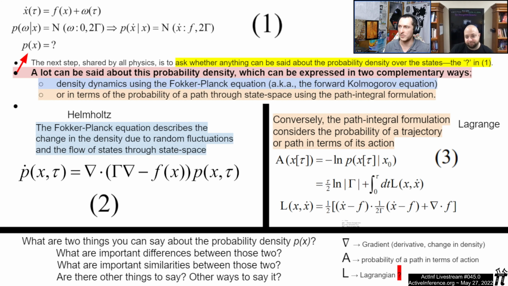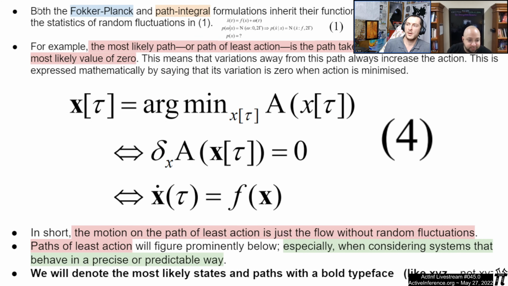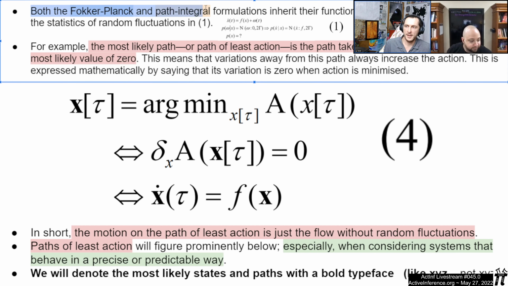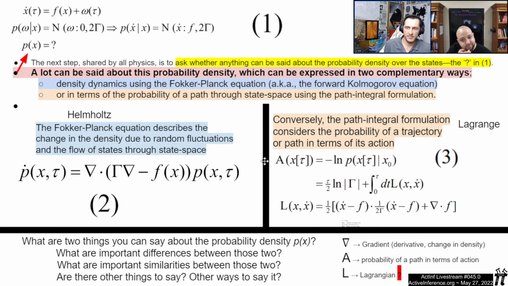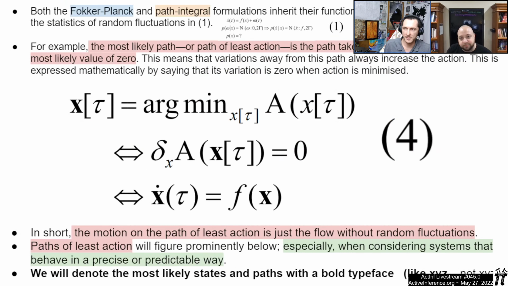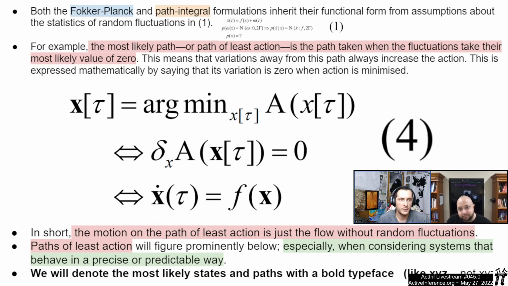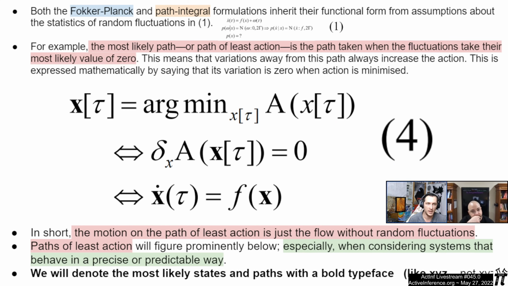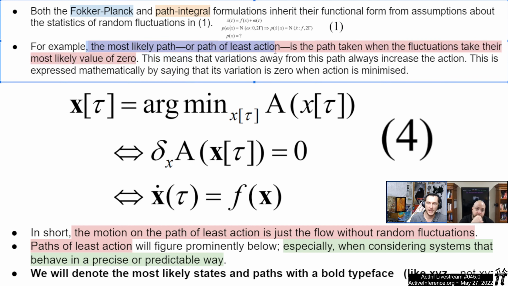Yeah, cool, real interesting. Both the Fokker-Planck and the path integral formulations, the formalisms, this dialectic, inherit their functional form from assumptions about the statistics of random fluctuations in 1. So recall 1, with the flow and the random fluctuation term. For example, the most likely path, or path of least action, is the path taken when the fluctuations take their most likely value of 0.